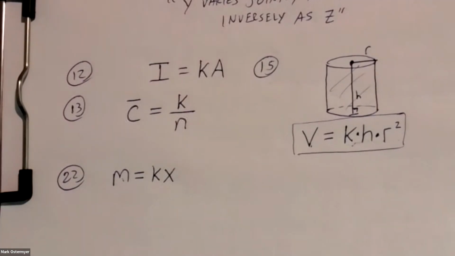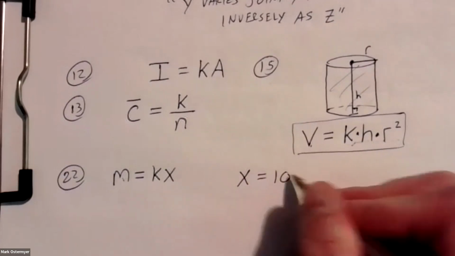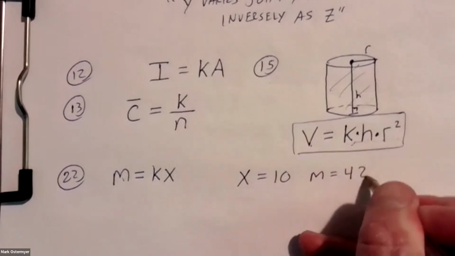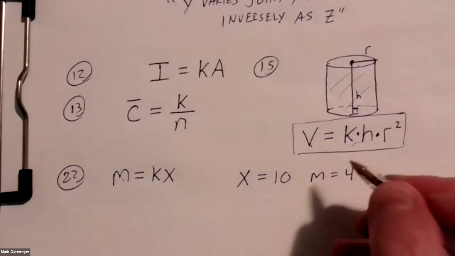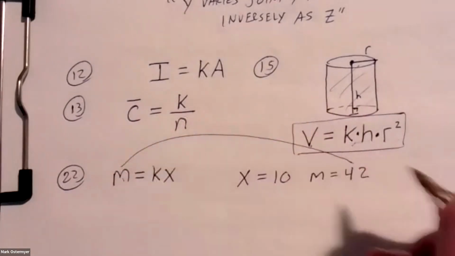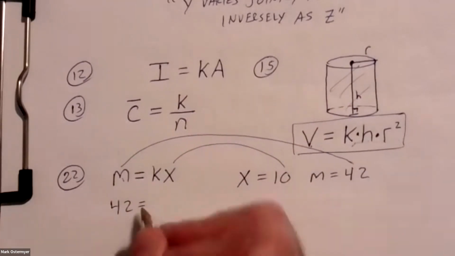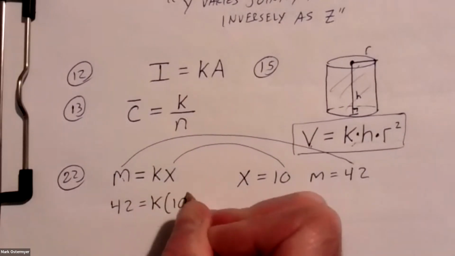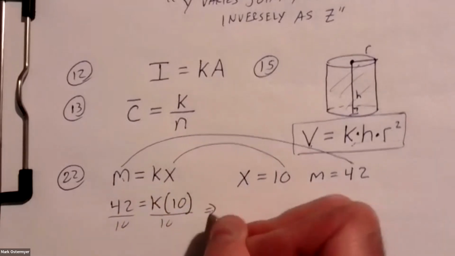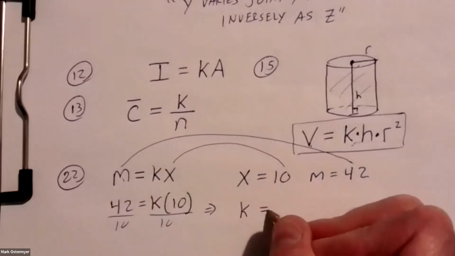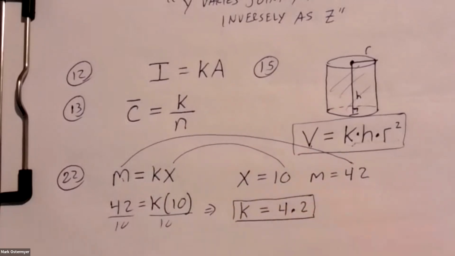Oh, but in number 22, they give us data. They tell us that when X equals 10, M is 42. I think we have enough information now to solve for K. I'm going to replace M with 42, drop in 10 in place of X, and therefore we have an equation that we can now solve for K. Solving for K, we divide both sides by 10, and therefore this implies that our constant of variation is going to be 4.2. And there you go. We have solved for K.